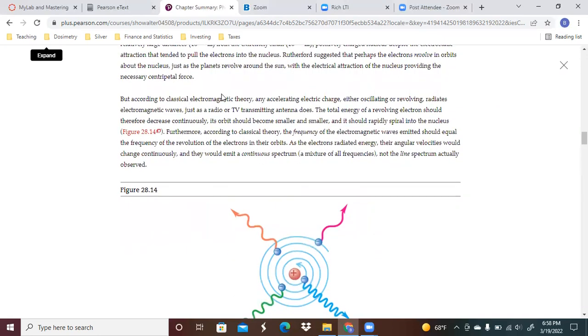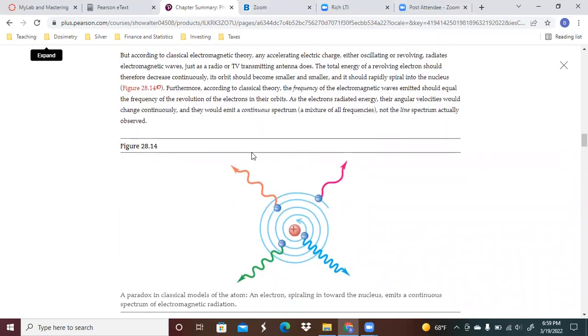But if you start looking at classical electromagnetic theory, any accelerating electric charge, either oscillating or revolving, radiates electromagnetic waves, just like you have with a radio or TV transmitting antenna. Total energy of a revolving electron should therefore decrease continuously, and its orbit should become smaller and smaller, and eventually spiral into the nucleus. And then, according to classical theory, the frequency of the electromagnetic waves emitted should equal the frequency of the revolution of the electron's orbits. As the electrons radiated energy, their angular velocities would change continuously, and they would emit a continuous spectrum, not the line spectrum that you actually see.